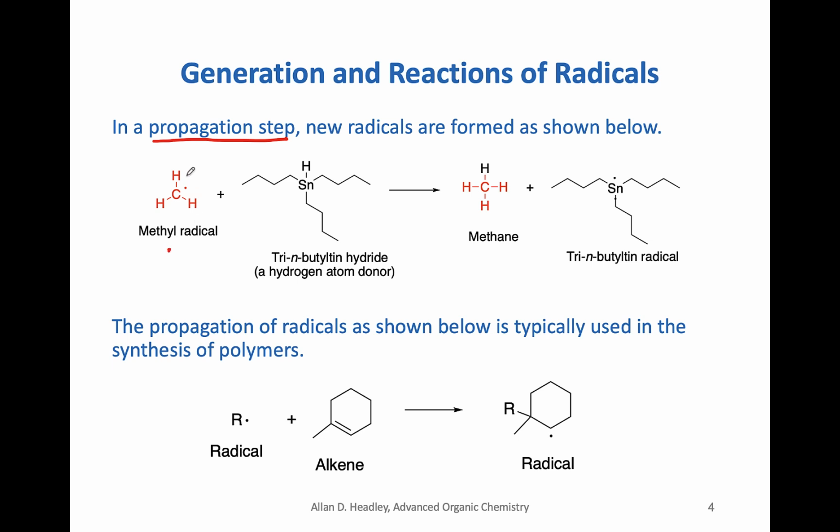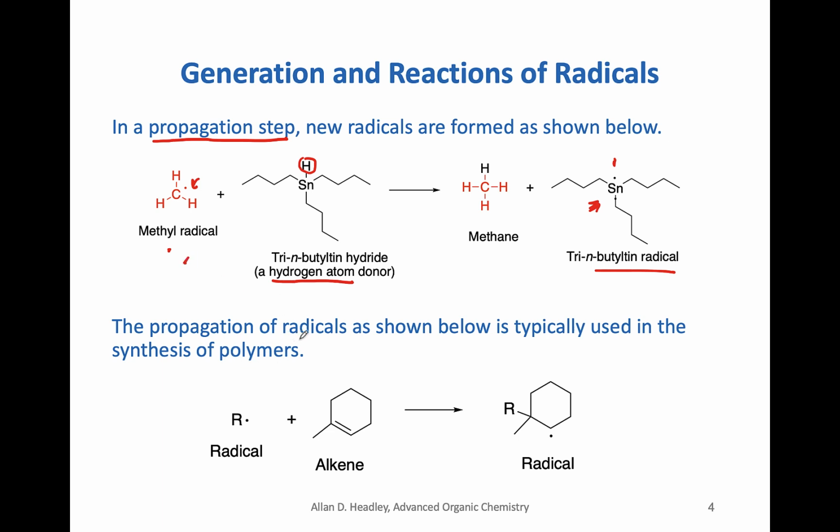So in a propagation step as shown here, let's look at the methyl radical. So we have a radical, and we have here tri-n-butyltin hydride. It is known as a hydrogen atom donor. So remember again, a hydrogen atom is really a hydrogen radical. So you can see here what results is this hydrogen is transferred here, just one electron, a hydrogen atom, and what's left behind is a tri-n-butyltin radical. Propagation. So in other words, we have generated another radical from a radical.